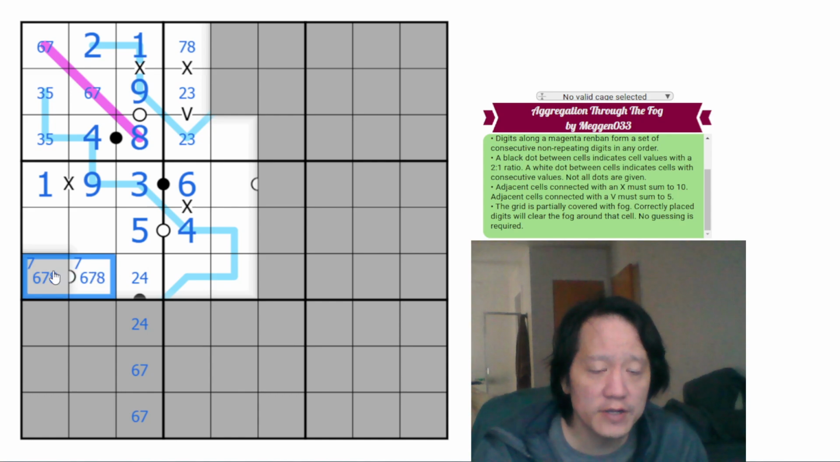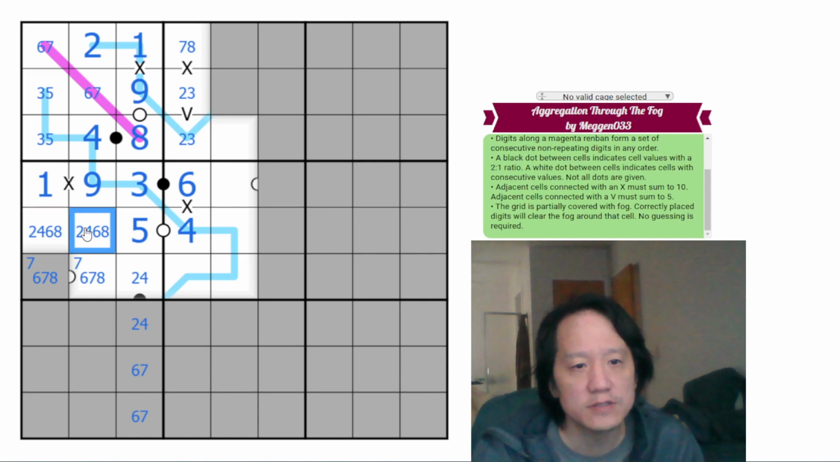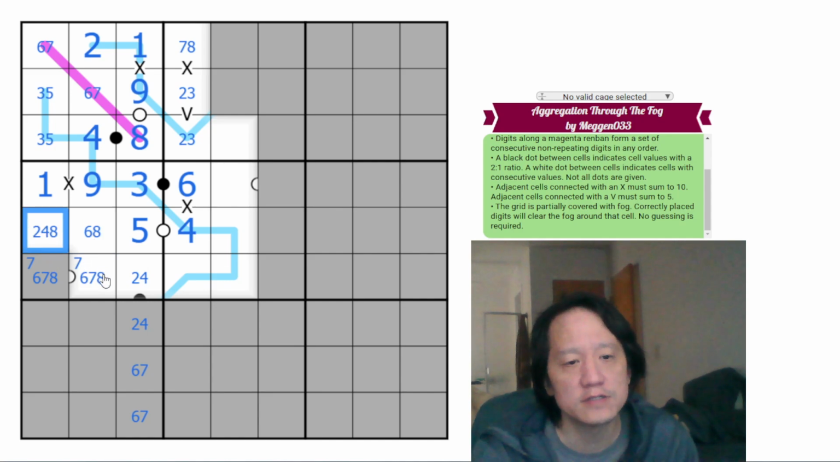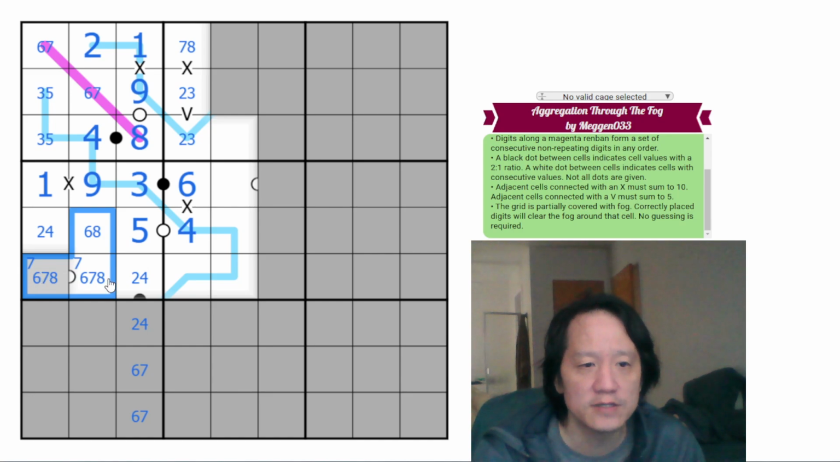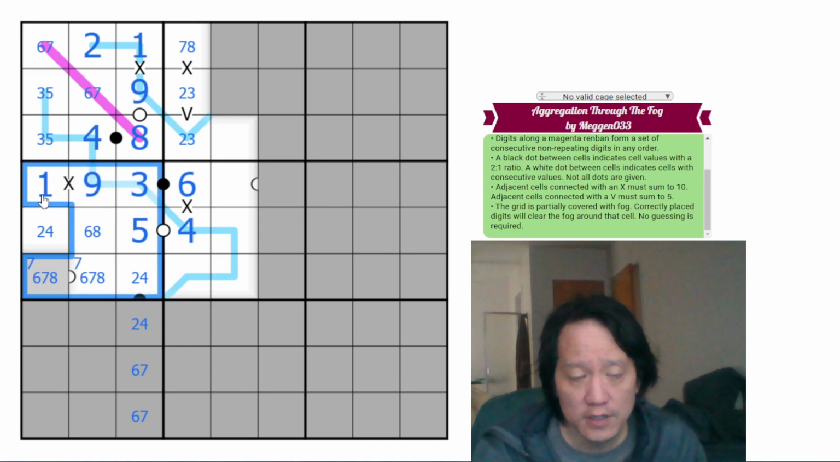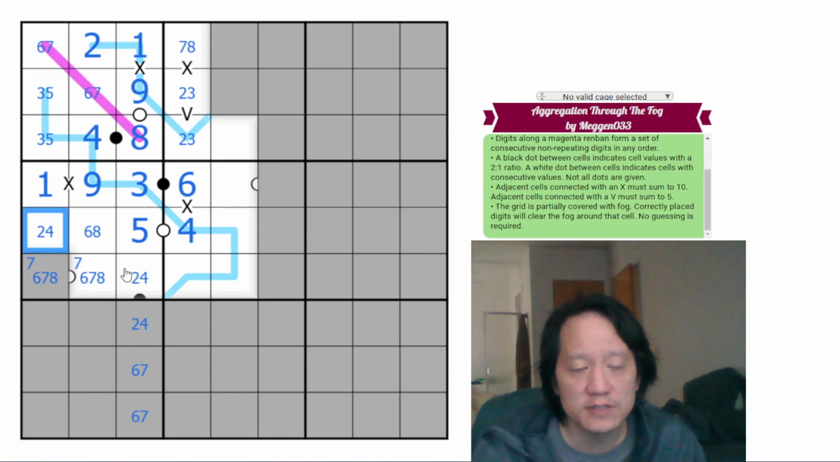This is 6, 7, or 8. We have 1 of 2 or 4, or 1 of 6 or 8. So this can't be 2, 4. So this is 6, 8. This can't be 6, 8 because we have a 6, 7, 8 triplet in box 4, and that eliminates 6, 8 from the rest.